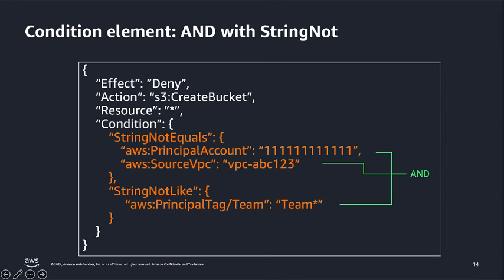Condition keys that contain an effect of deny and negated operators, like string not equals, are still ANDed together, though they can be a bit trickier to follow. This pattern of multiple negated condition keys and a deny statement is also one that's commonly seen used when implementing an exception list. This statement reads, "Everything is denied when calling the create bucket action except for the values listed in these conditions."